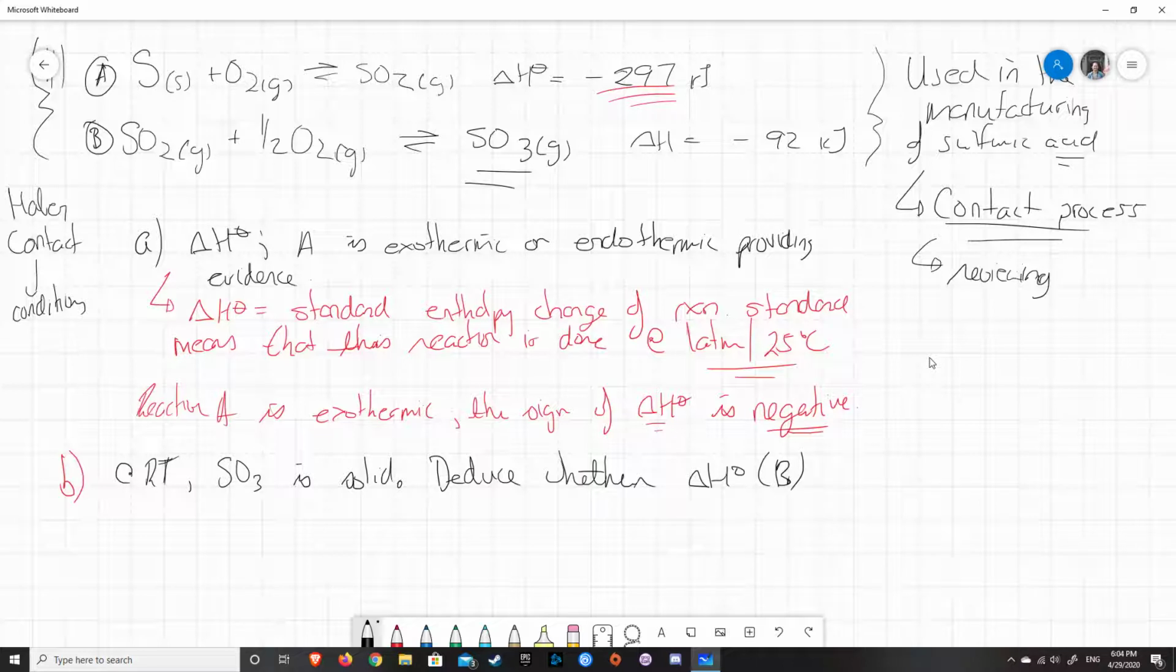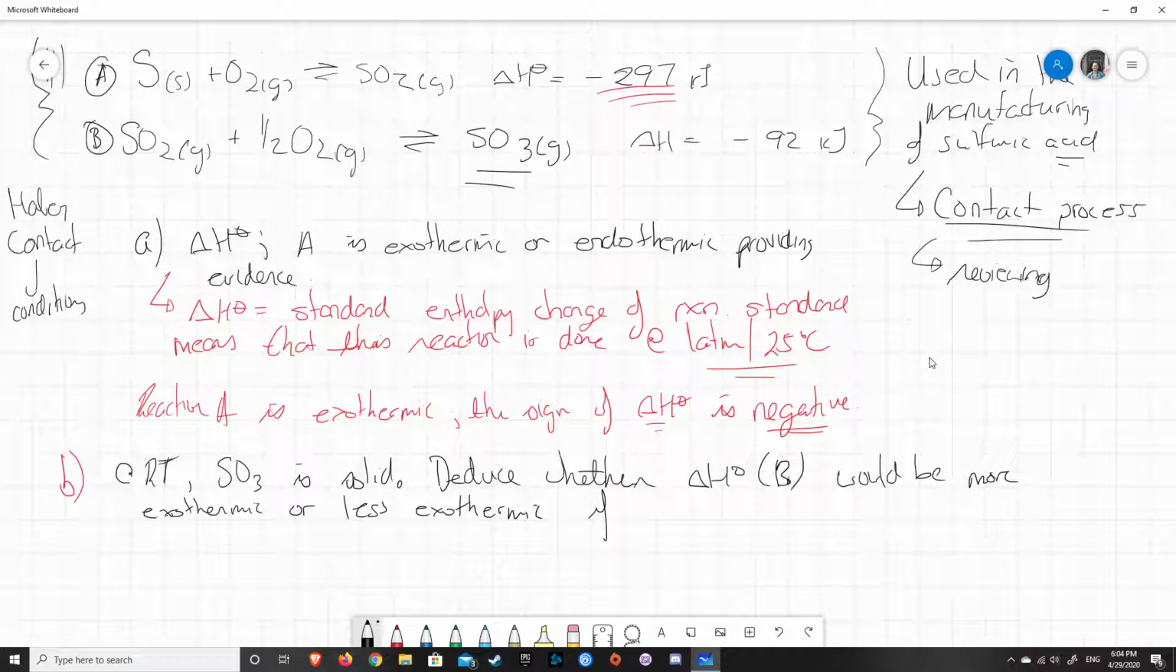So deduce whether delta H naught, which is reaction B, would be more exothermic or less exothermic if this reaction was going to the solid phase. So basically if this reaction turned to SO3 solid. So if SO3 solid was produced.